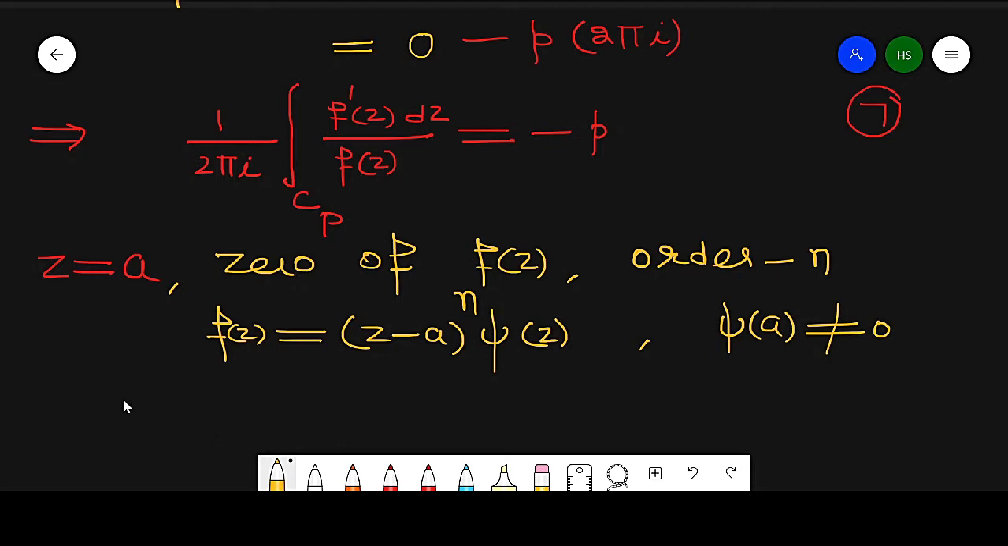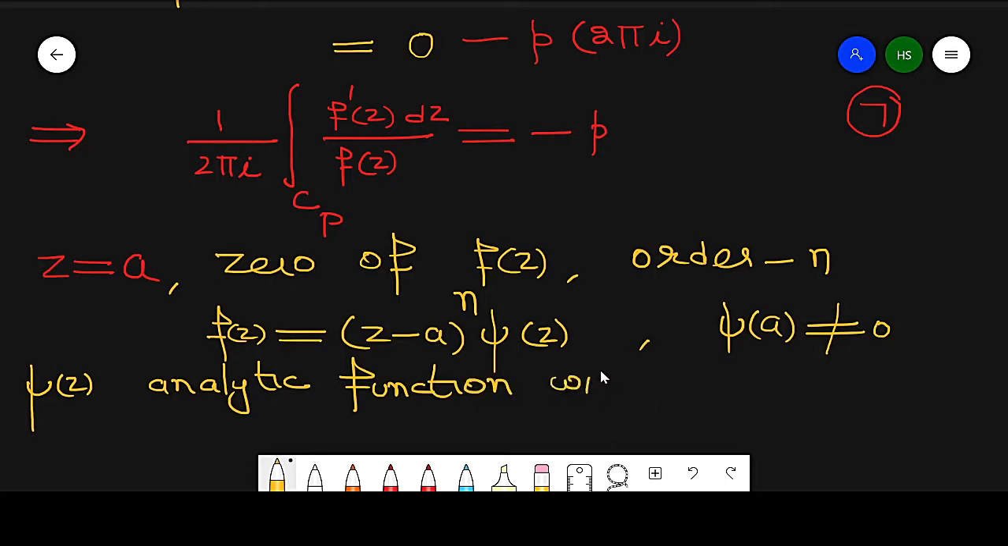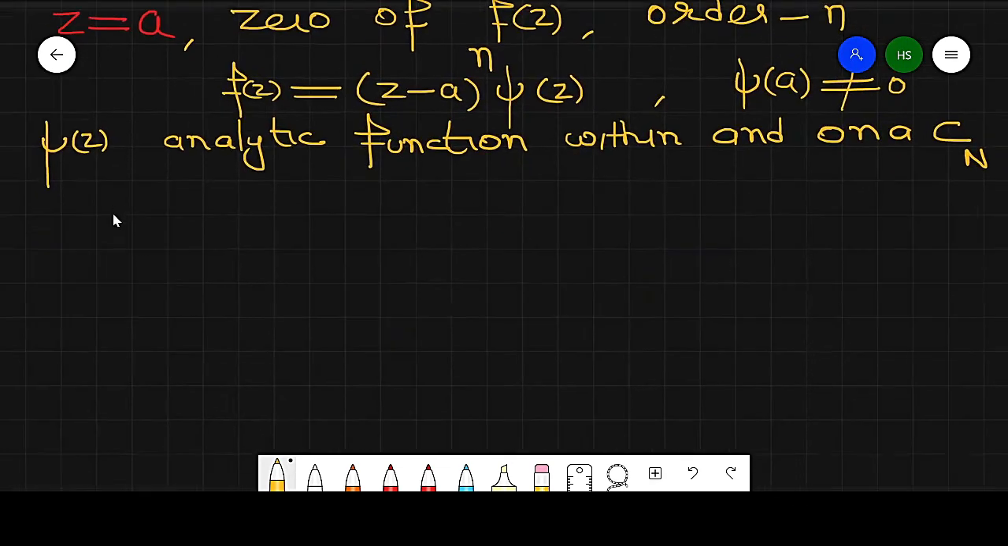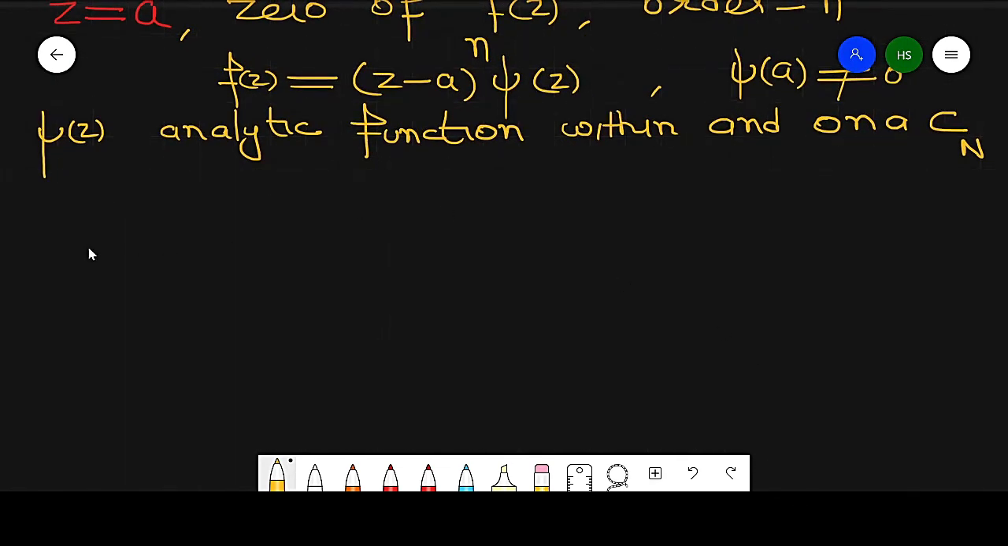Now this psi of z is an analytic function inside and on a circle Cn. So this is analytic within and on a circle Cn. So in a similar way, first I take the logarithm of this function, then differentiate, then integrate.